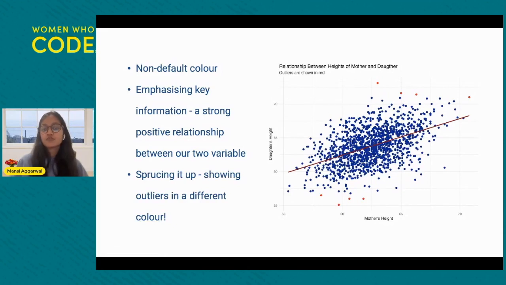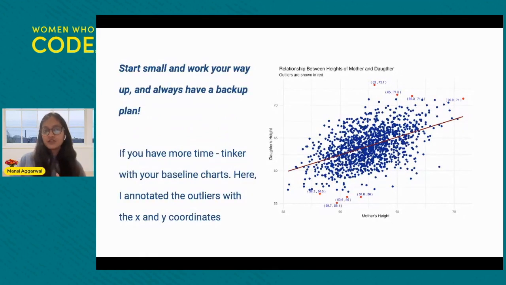Then I go about sprucing it up. So I used a subtitle to show that the outliers are in red. I used a bright red color to show the outliers. I started small and then I worked my way up.